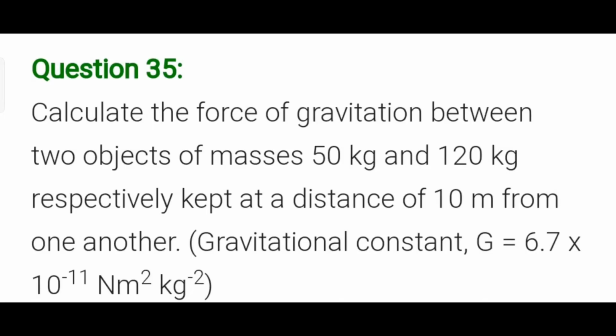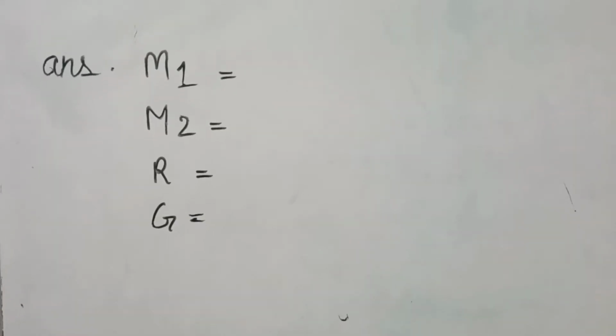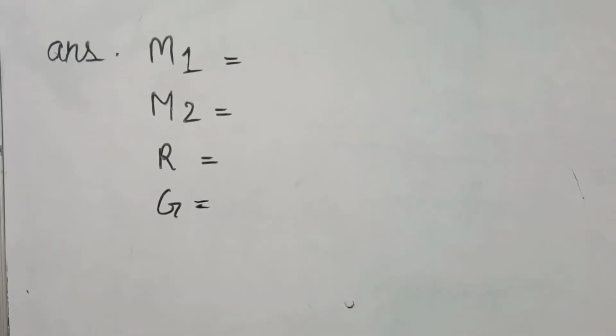Question number 35. Calculate the force of gravitation between two objects of masses 50 kg and 120 kg respectively, kept at a distance of 10 meters from one another. Gravitational constant G is equal to 6.67 into 10 to the power minus 11 Newton meter square by kg square. Already solved these kinds of questions in the part 1 video also.